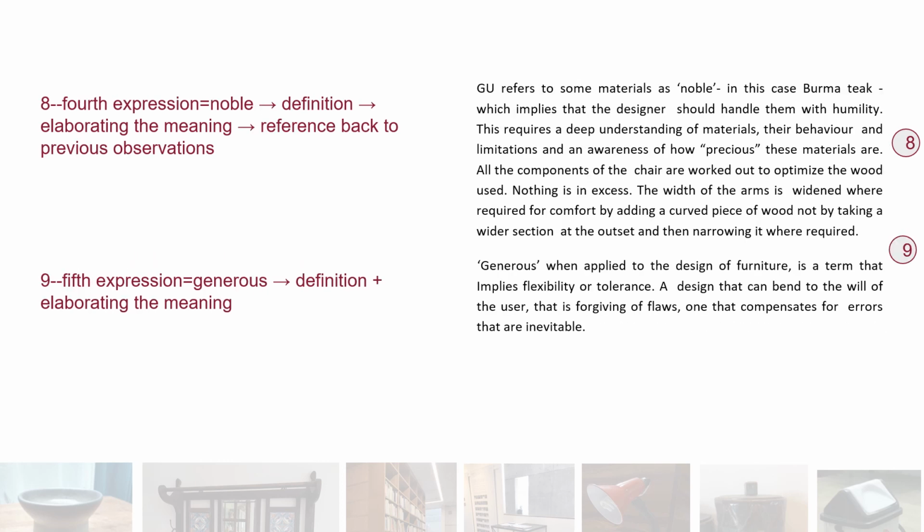In the 8th and the 9th paragraphs, we have two more ways of introducing qualities. GU refers to some materials as noble and generous when applied to the design of furniture. These are close enough in meaning to the previous ways of introducing the language of the style for the connection to be clear. At the same time, they do not use the same syntax, that is, they do not follow the same sentence structure, else the reader is likely to be bored and lose interest.